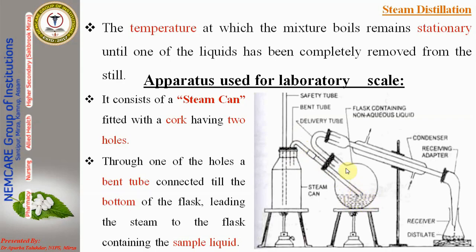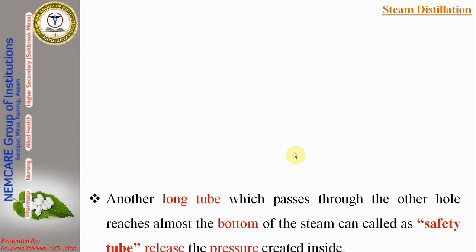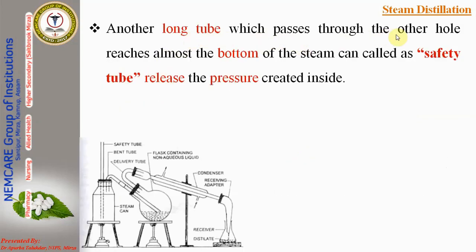So there are two openings in this cork. In one opening we connect the bent tube. Another long tube passes through the other hole and reaches almost to the bottom of the steam can. It is called a safety tube, and it releases the pressure created inside the steam can during the heating, during this distillation process.